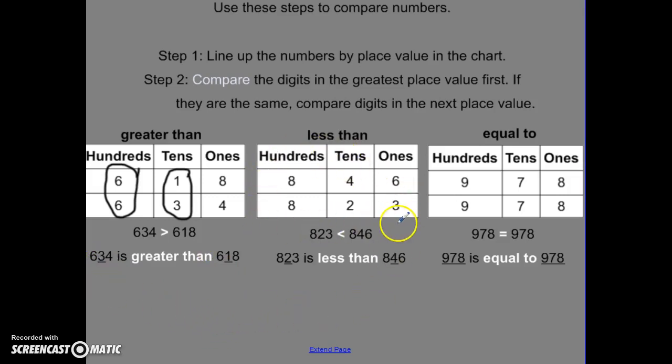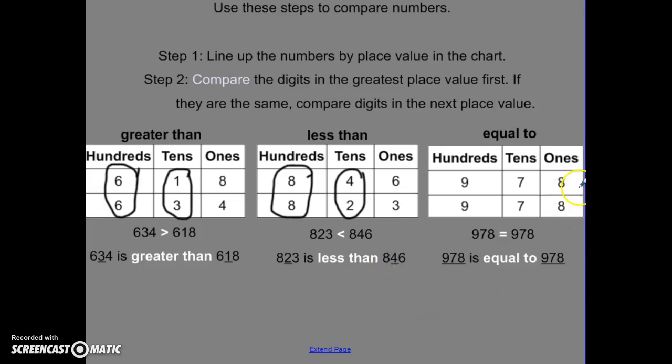In this grid, we are going to do the same thing. First, I look at my hundreds. They are both 8s. So I then move to the 10 spot. In my 10 spot, I have a 4 and a 2. I know that 4 is greater than 2, or I could say that 2 is less than 4. 823 is less than 846. So it is written here for you using the symbol. In this case as well, I looked at the 10 spot to help me figure out which number was greater.